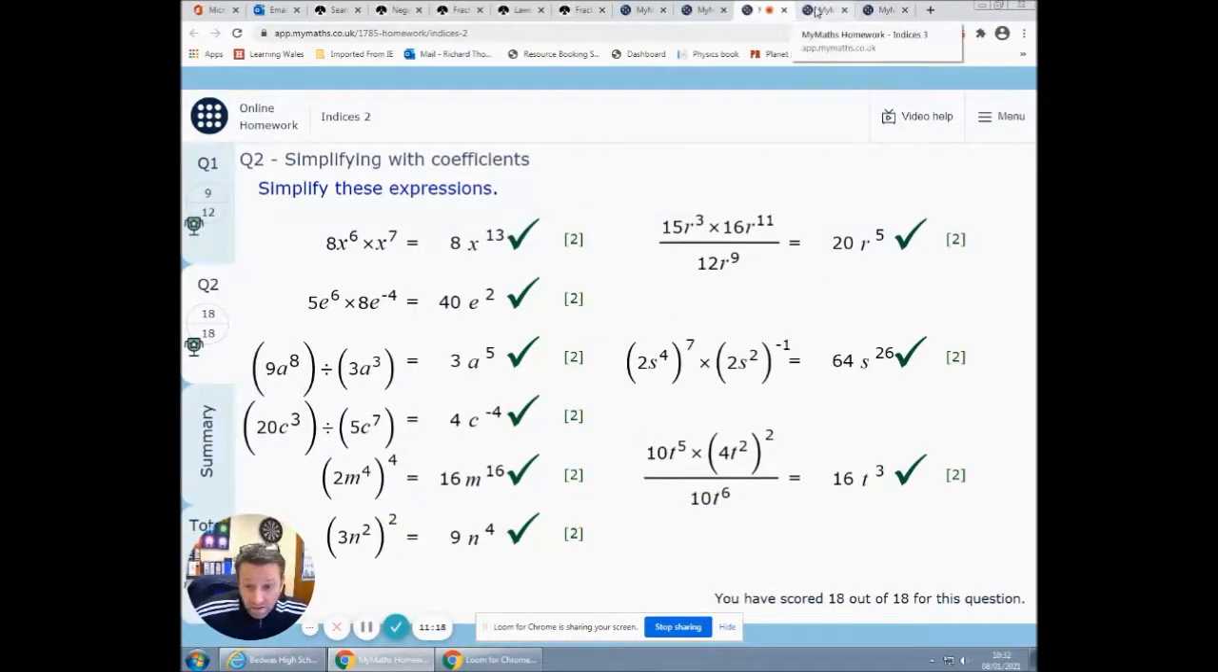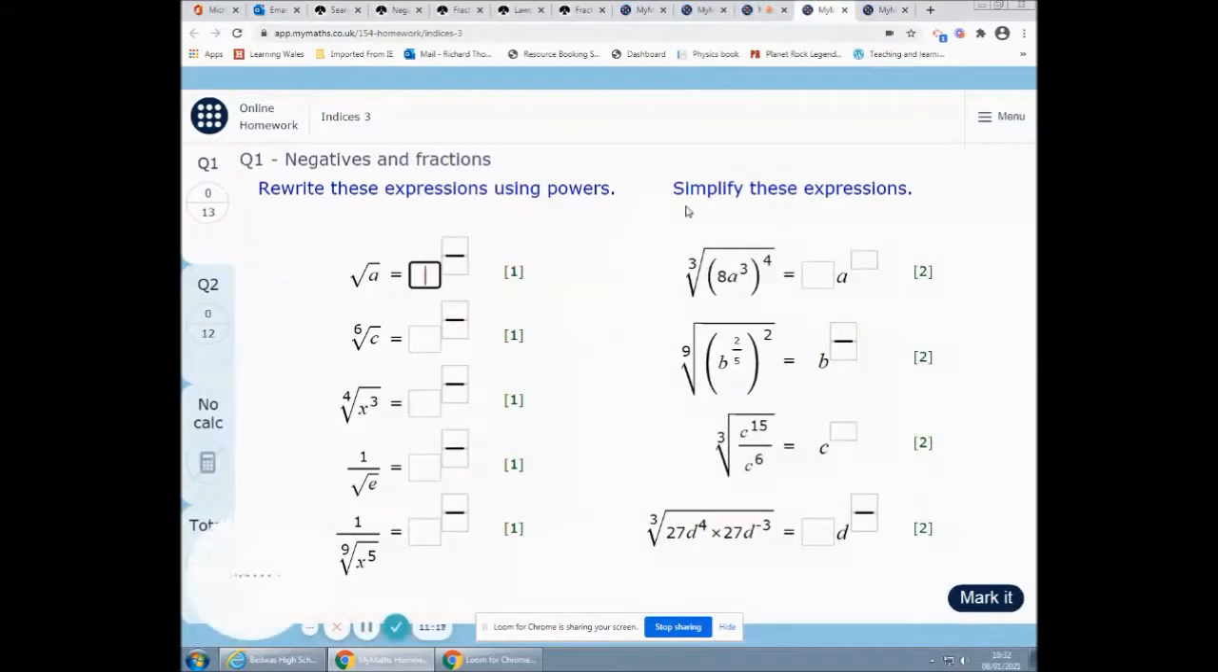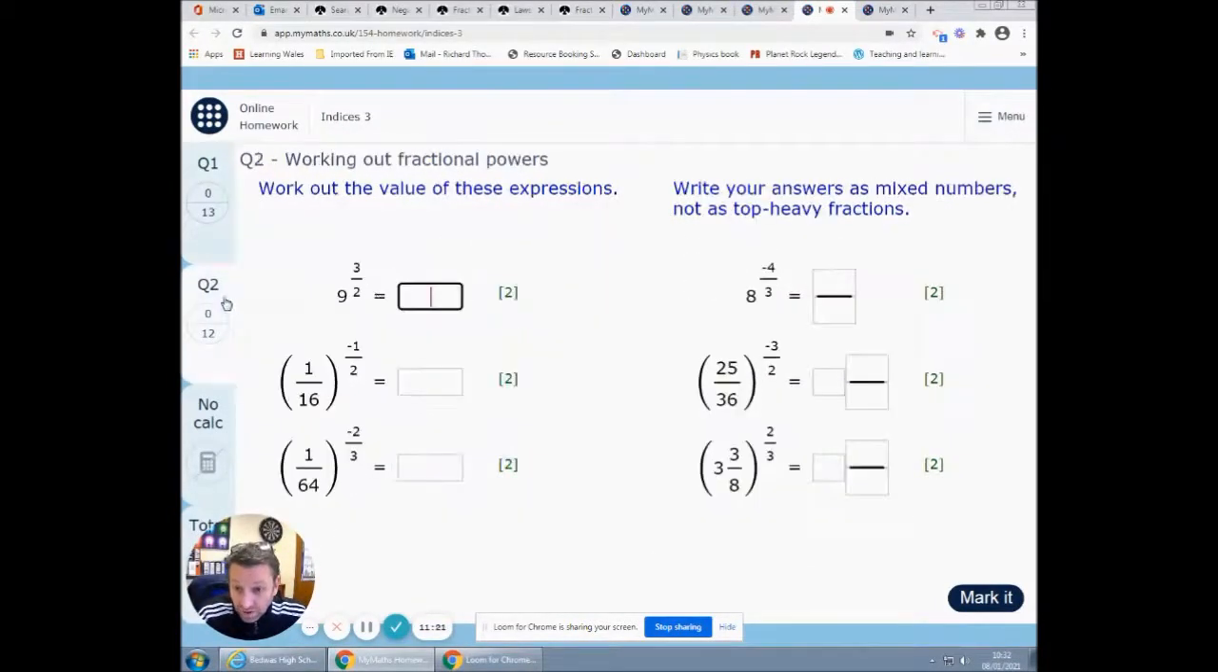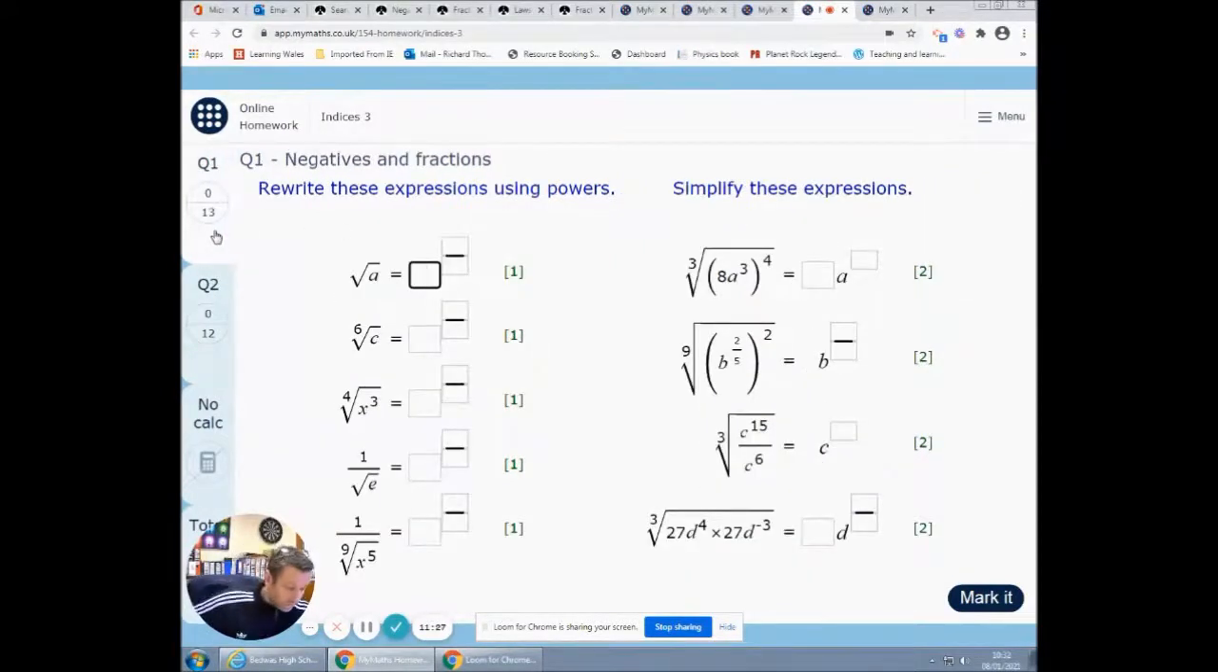Right, now the last one, Indices 3, is all about fractional powers. And just by looking at it, I'm thinking, blinking heck, I probably should have a pen and paper handy here. But we'll give it a go and see what happens, okay? So when we spoke about fractional powers, we know that square root is a half, the 6th root is 1 over 6, the 4th root is 1 over 4, etc. Right? So the first lot shouldn't be that difficult.